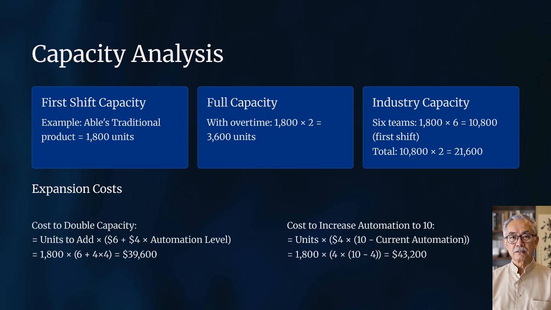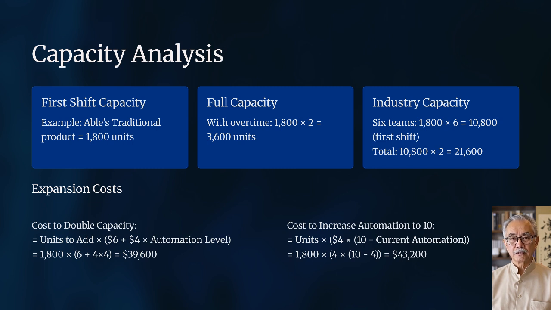Calculating expansion costs. CapSim charges you to increase capacity in automation. Cost to double capacity equals units to add times $6 plus $4 times automation level. For Able, that equals 1,800 times (6 plus 4 by 4), equals 1,800 times (6 plus 16), equal to 1,800 times 22, equals $39,600.